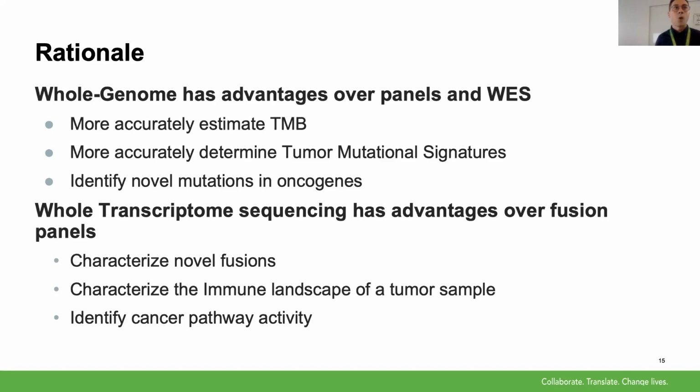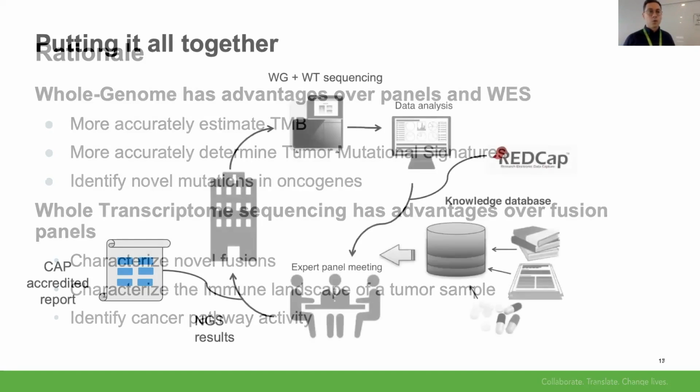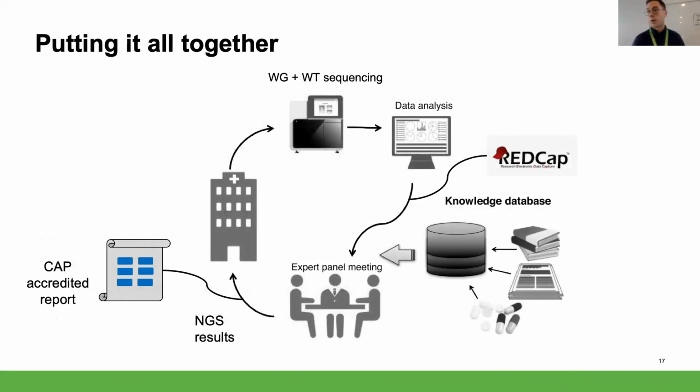As far as why it's important to include whole transcriptome sequencing, we can characterize novel fusions, we can characterize the immune landscape of a tumor sample, and we can work to identify cancer pathway activity.